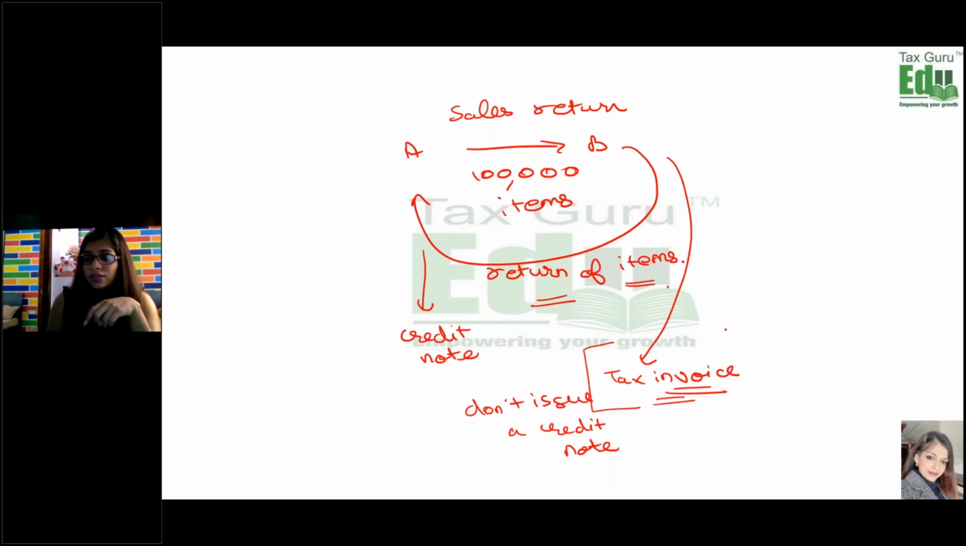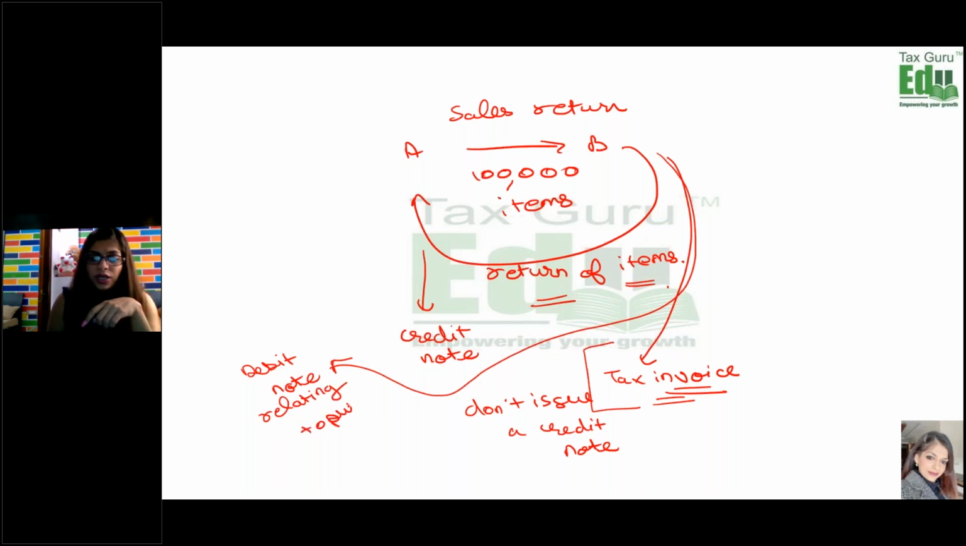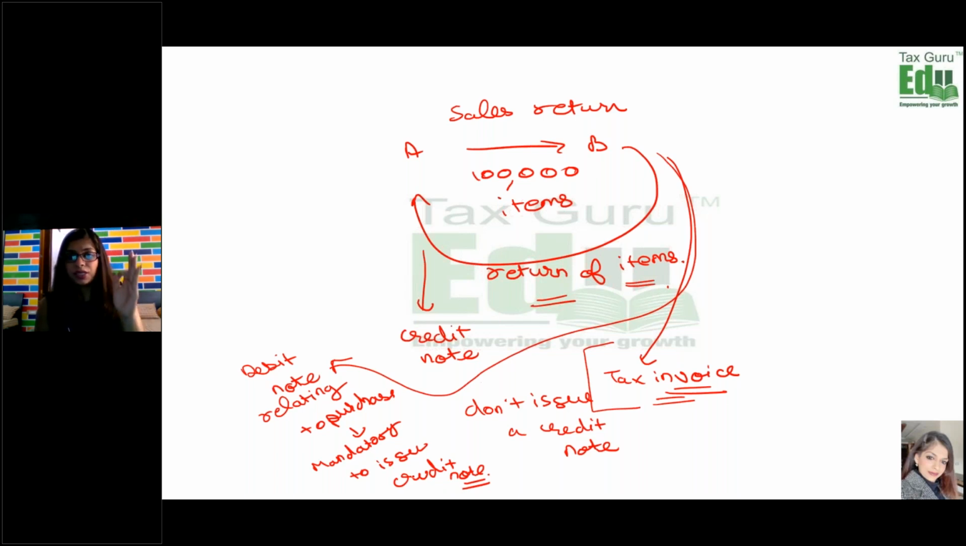They have issued a tax invoice. Either what they should have done, I'm making a lot of maps here. So if they issue a debit note, their debit note will be a debit note relating to purchase. If they issue a debit note relating to purchase, then it is mandatory for me to issue a credit note. As per law, issuance of a credit note against a debit note is mandatory. You cannot avoid it. But if they issue a tax invoice, you can't issue a credit note.